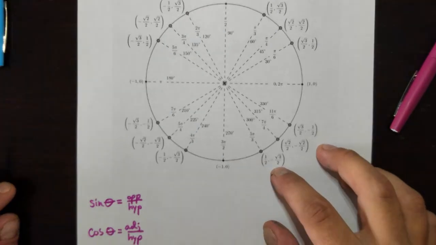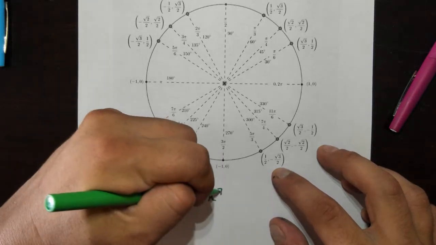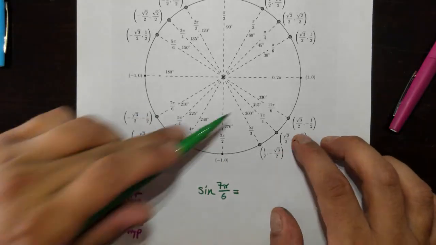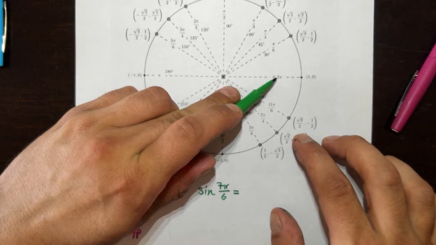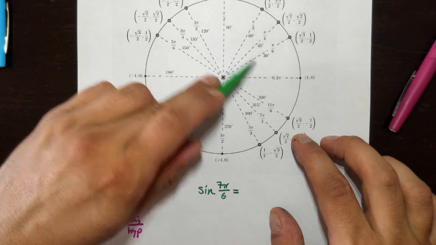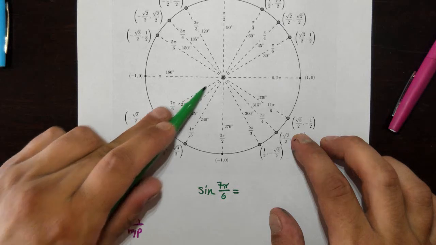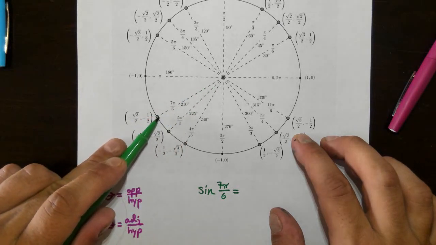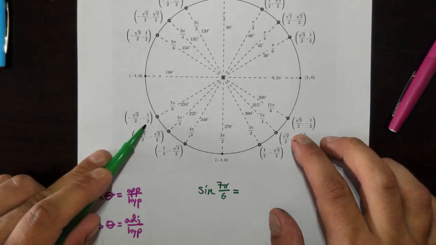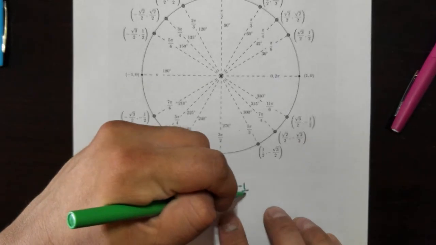So say if I wanted to know what is sine of 7 pi sixths? Well, I would just go find the angle 7 pi sixths, and this is 0, and we go counterclockwise. If you notice, 0, 30, 60, 90. Oh, we're looking in radians. 7 pi sixths. That's this angle right here. So, let's see, which one is sine? Sine is the second one. So sine of 7 pi sixths is just negative 1/2.